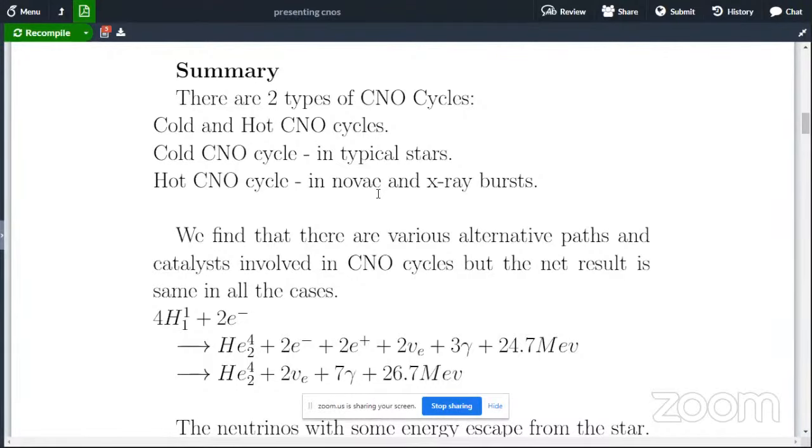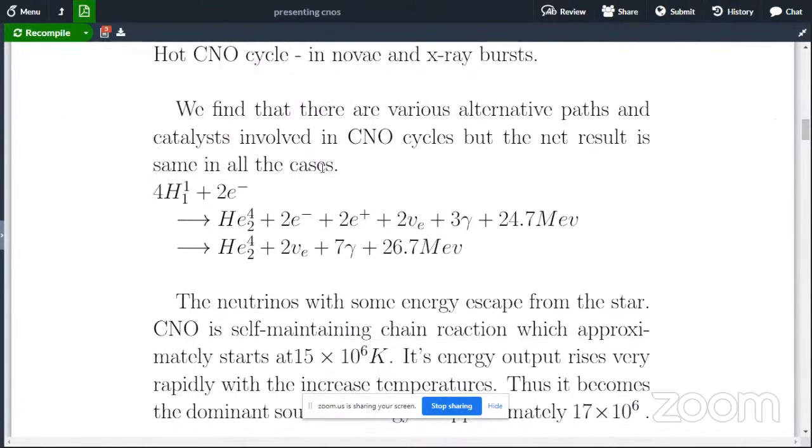Although we have seen a lot of CNO cycles, the end result is the same in all the cases. So here we see a reaction that summarizes the whole CNO cycles. Hydrogen gets burned and we get helium, with some energy and neutrinos and some gamma rays. The neutrinos escape from the star with some energy. This makes the neutrinos our messengers.